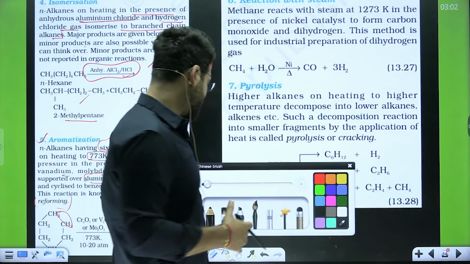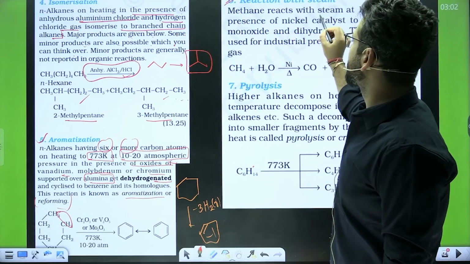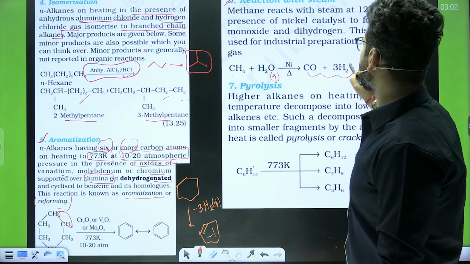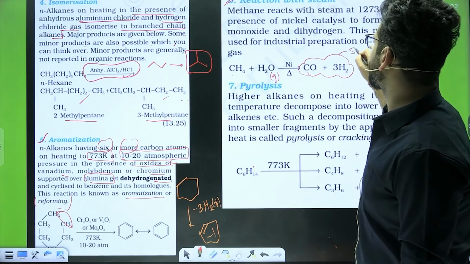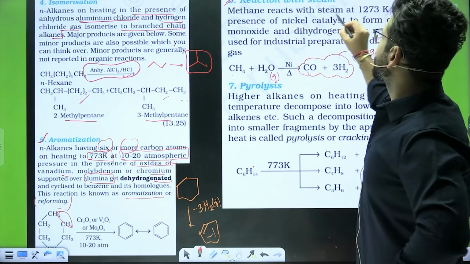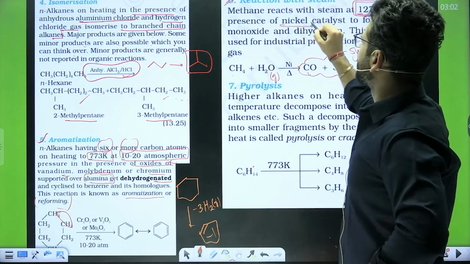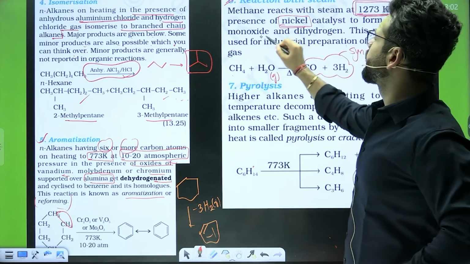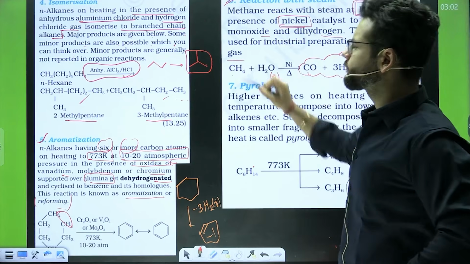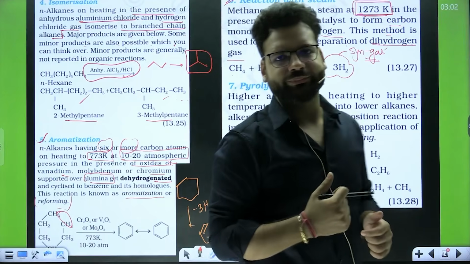Next is reaction with steam. Another reaction where the reagents and the catalysts are more important. Methane, when reacted with steam, H2O gas, gives you carbon monoxide plus H2 in a 1:3 ratio, which is called syngas. Methane reacts with steam at 1273 Kelvin, 1000 degrees Celsius, in the presence of nickel catalyst to form carbon monoxide and dihydrogen. This method is used for the preparation of dihydrogen gas. So when the hydrogen chapter was there, it was one of the methods to prepare H2 gas.